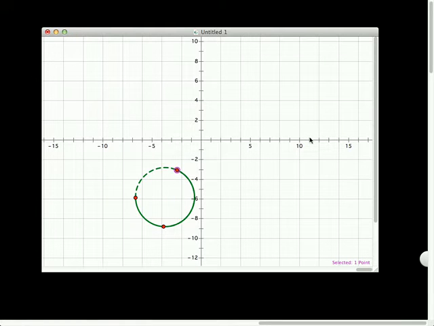So that's what we're going to do today. I'm going to give you 3 points and ask you, what is the circle that passes through those 3 points, where none of them can be assumed to be the endpoints of a diameter or anything. So that's the challenge.